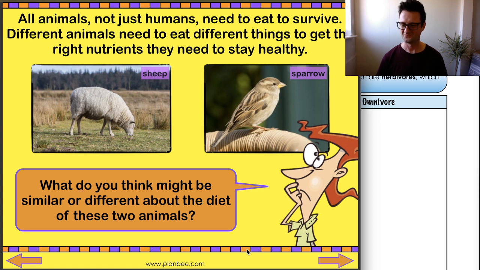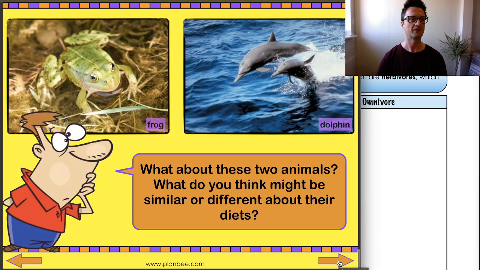Yes, lovely, okay. Some of you are suggesting different things that the animals eat. So sheep eat grass, yes? Okay, birds eat seeds and worms. Excellent. Oh, slugs as well. Yeah, they might eat slugs. Right, let's have a look at another two animals. Are you ready? Here we go.